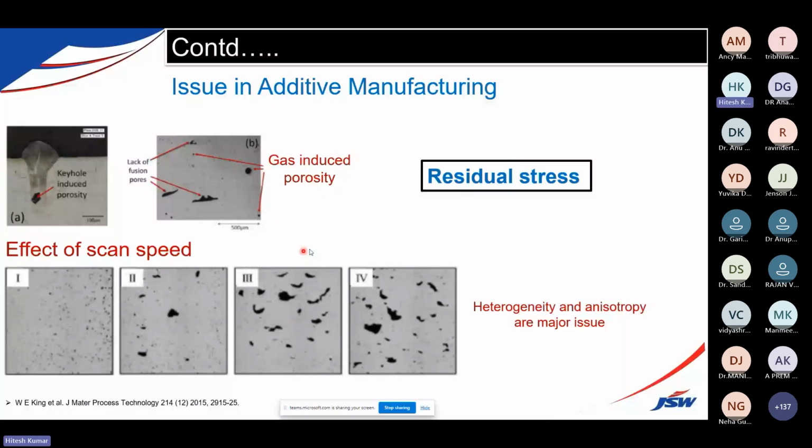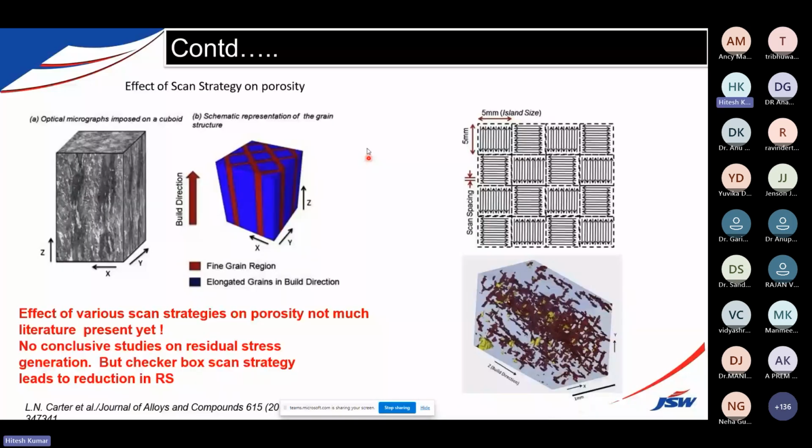So these are some good literatures. We talk about the effect of various scanning strategies on porosity, but there is not much literature present on these, and people haven't talked about residual stress much until now. So how to resolve this? That was our main focus when we started trying to work it out.